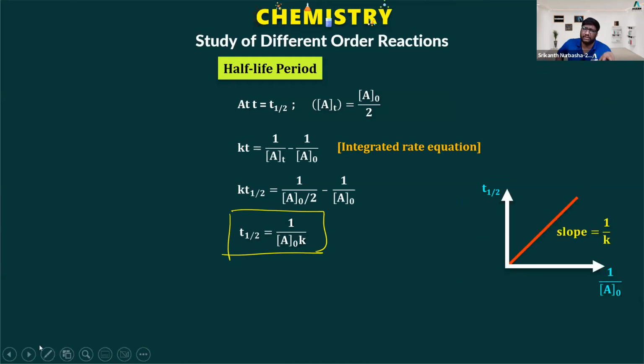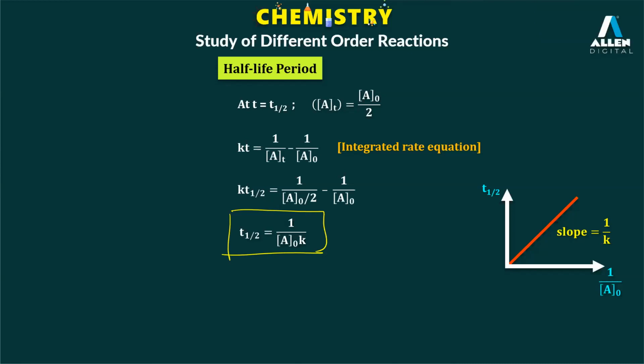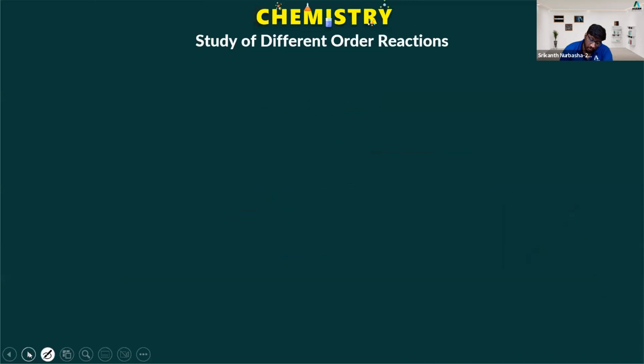Like graph, we have to analyze data. From the graph, you have to analyze data, like k value you can get or initial concentration you can get. Whenever graphical questions have been given, you should be in a position to analyze the data from the graph, whatever they have given to us. Is everything clear, students, so far? Yes, sir. Right.